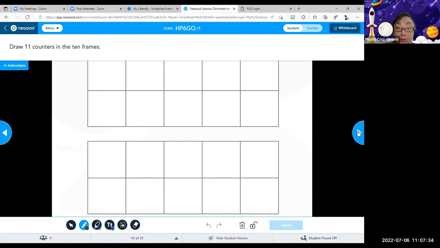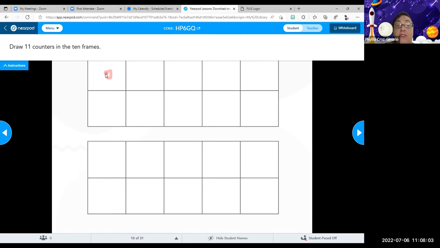So can you draw? Do you remember how to fill up a 10? And then add any extras in the second 10 frame? Well, now it's your job to show me how you would represent the number 11. I'm going to help you on this one, aren't I? Yes, I am. I'm going to get my stamping tool. And let's see, I think we'll do red because we had red before. So let's fill it in.